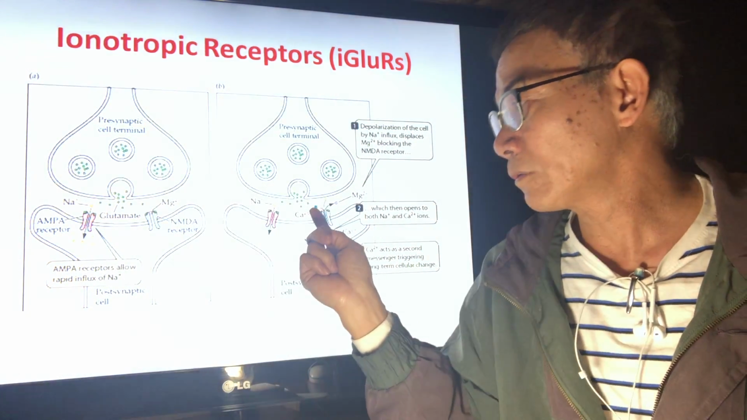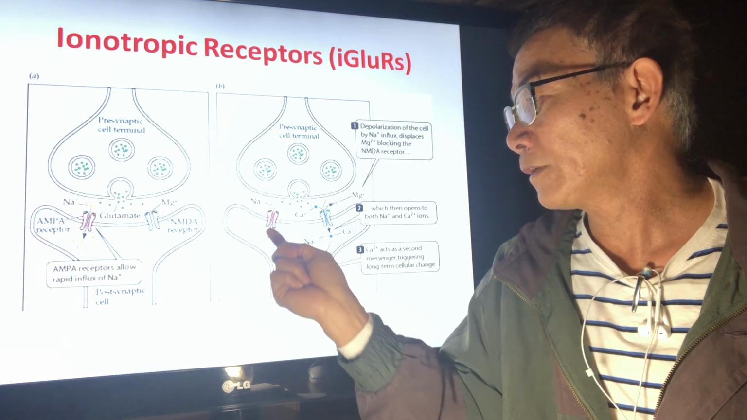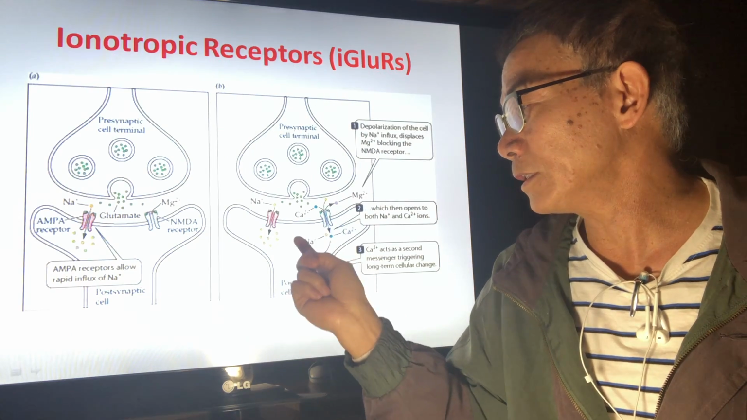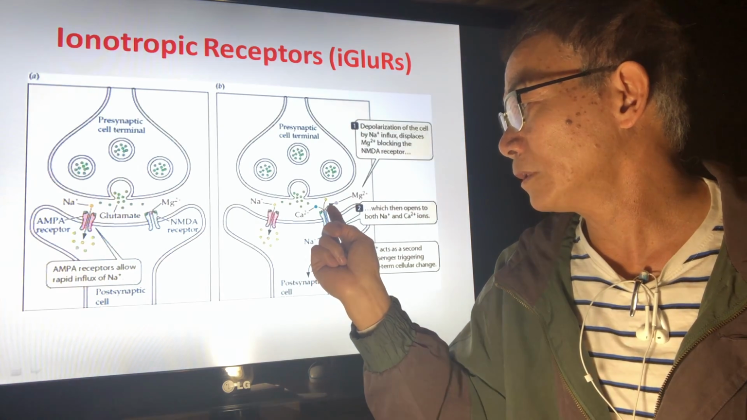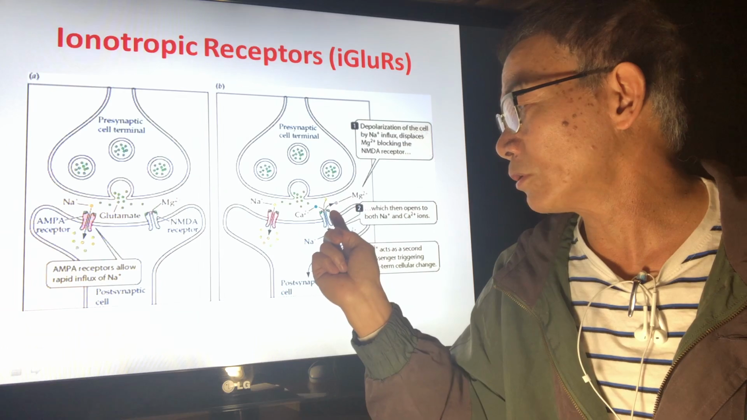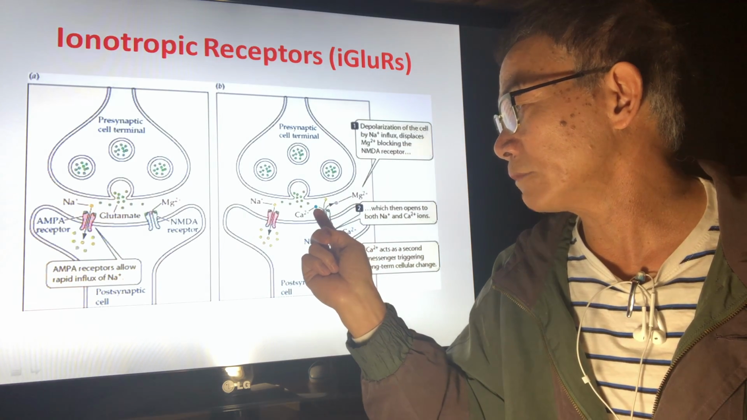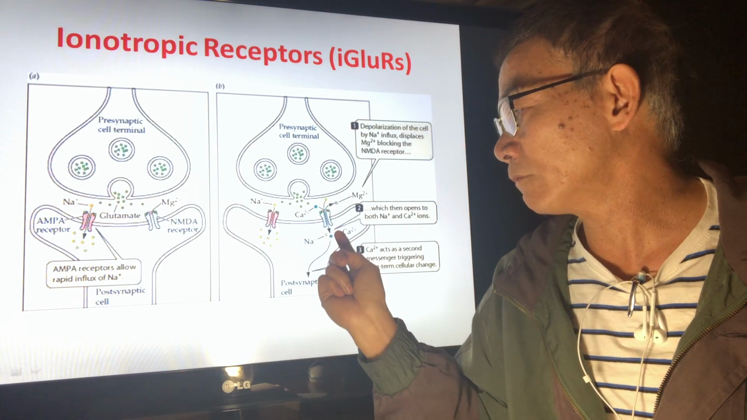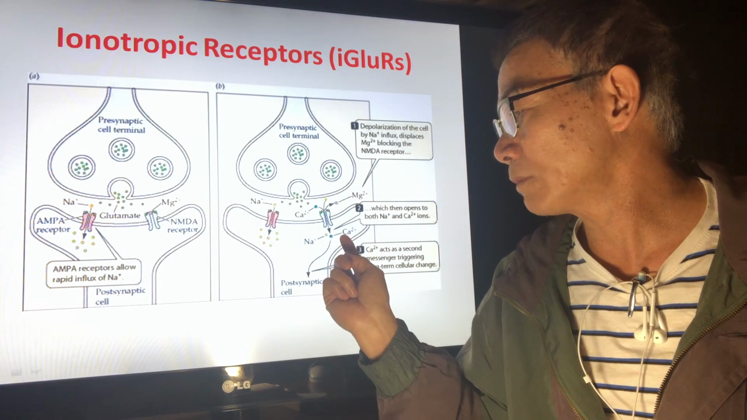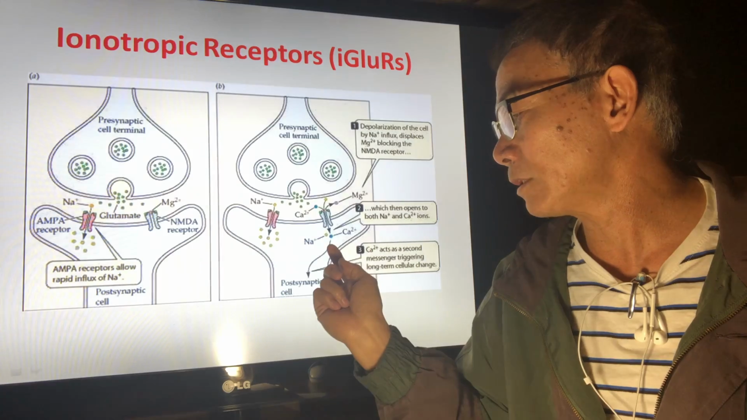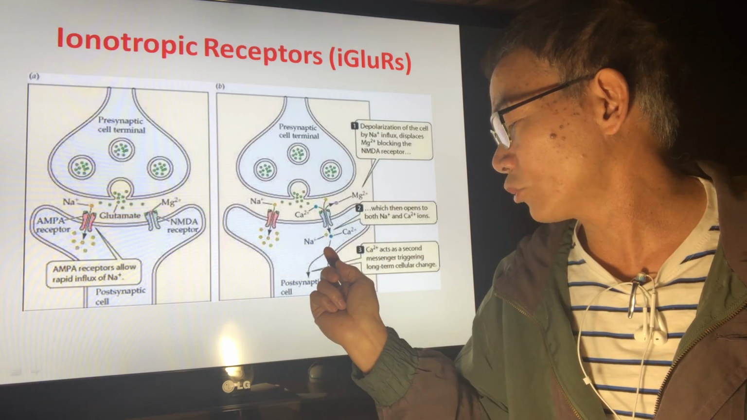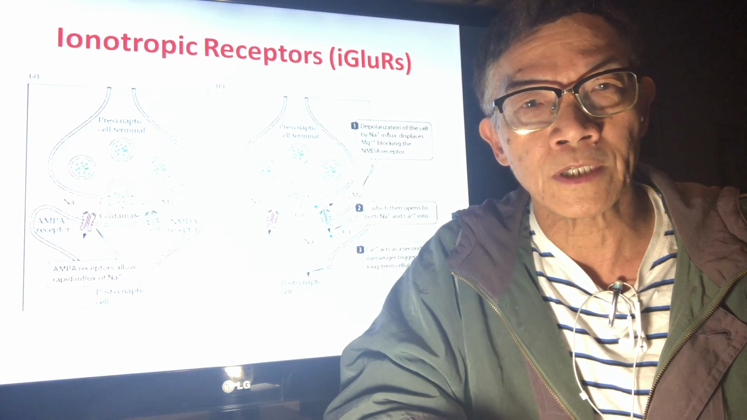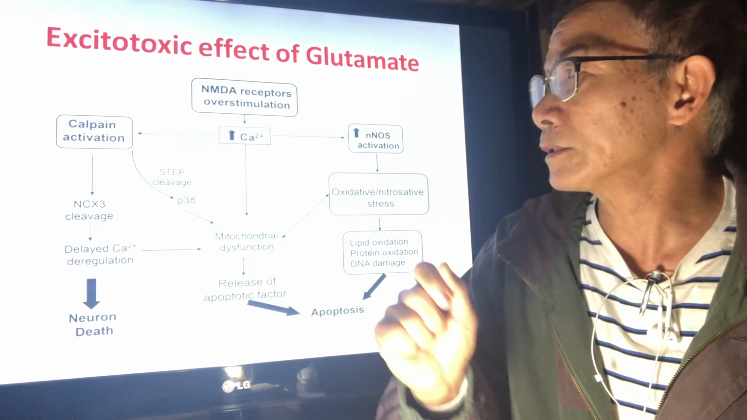When the glutamate concentration is high, the sodium ion is higher in this cell and repels the magnesium ion which originally blocked the channel. As a result, more sodium ion together with calcium ion will rush in. The calcium ion will act as a secondary messenger and trigger long-term cellular change. One of the changes is cell death.